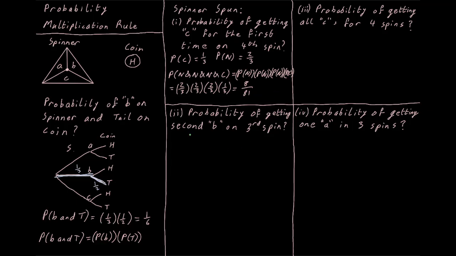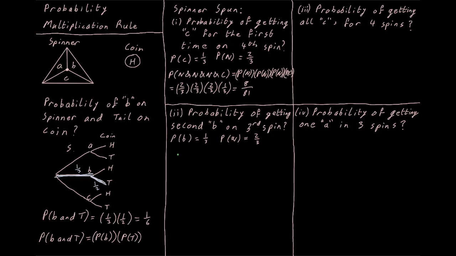What's the probability of getting a second B on the 3rd spin? So we're interested in the probability of getting a B, which we know is a third, and then the other thing that could happen is we could not get a B, which would be 2/3, because we could get either an A or a C. So that's all of our possible situations dealt with. And now we can tell ourselves this story, the probability of getting a second B on the 3rd spin.